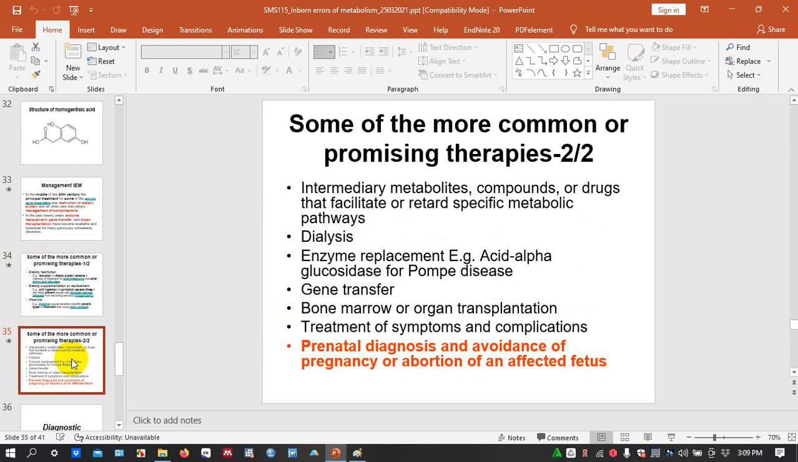Intermediary metabolites, compounds or drugs that facilitate or retard specific metabolic pathways can be taken. Dialysis is what happens when somebody has a kidney failure. You go to dialysis, meaning that you are washing out the unwanted metabolites like uric acid in the blood. Those who have kidney problems end up building up urea, creatinine, and uric acid in their blood. So they end up dying so fast.